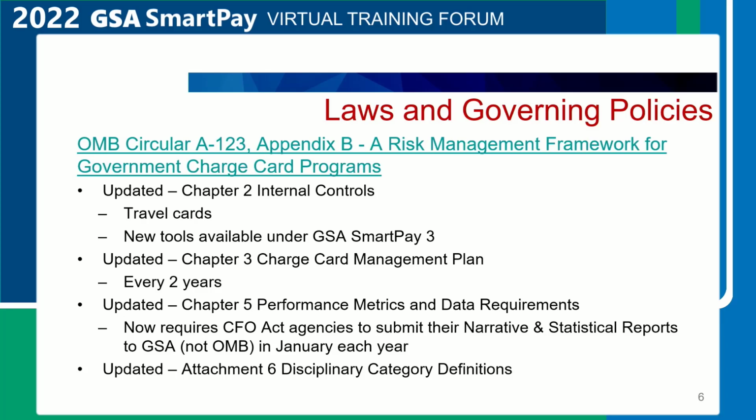Now we're going to talk about the OMB A123 Appendix B. The circular was updated in August of 2019. Some key updates to the travel card program that are included in the circular updates are: there's a breakout of the travel card specific internal controls and additional internal control suggestions through things like data mining, data analysis, and business case analysis.